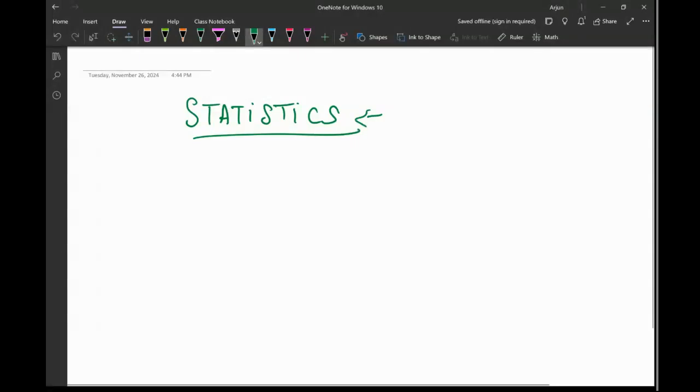Good day, folks. In today's class, we're going to talk about the new topic that is statistics. Now, what is statistics? Statistics is a branch of science which helps us to study, analyze a given data, summarize the data, and then also helps us to make the future prediction from that data.